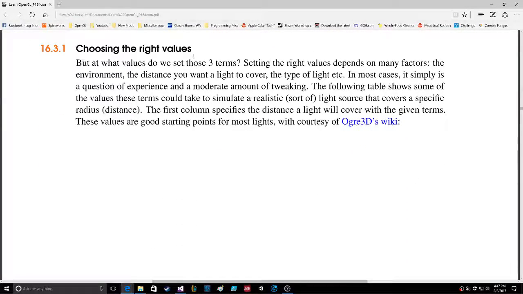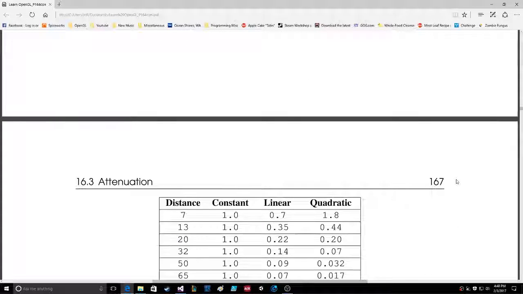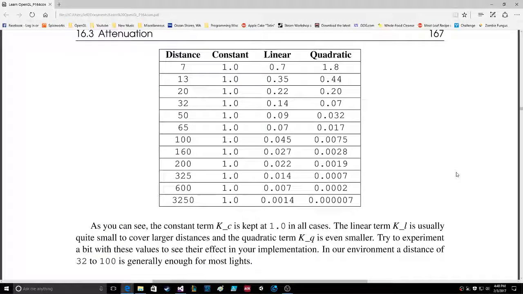Okay, choosing the right values. But at what values do we set those 3 terms? Setting the right values depends on many factors: the environment, the distance you want a light to cover, and the type of light. In most cases, it simply is a question of experience and a moderate amount of tweaking. The following table shows some of the values these terms could take to simulate a realistic sort of light source that covers a specific radius distance. The first column specifies the distance a light will cover with the given terms. These values are good starting points for most lights, with the courtesy of Ogre 3D's wiki. Distance 7, constant, linear, quadratic. Oh, weird.